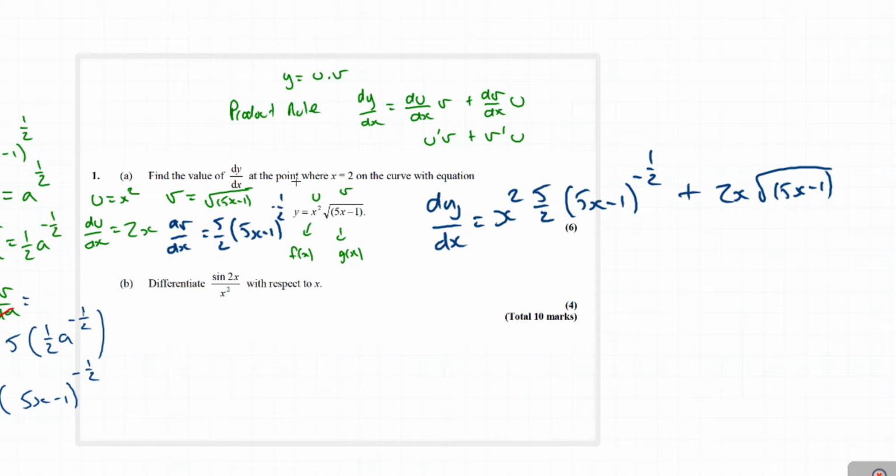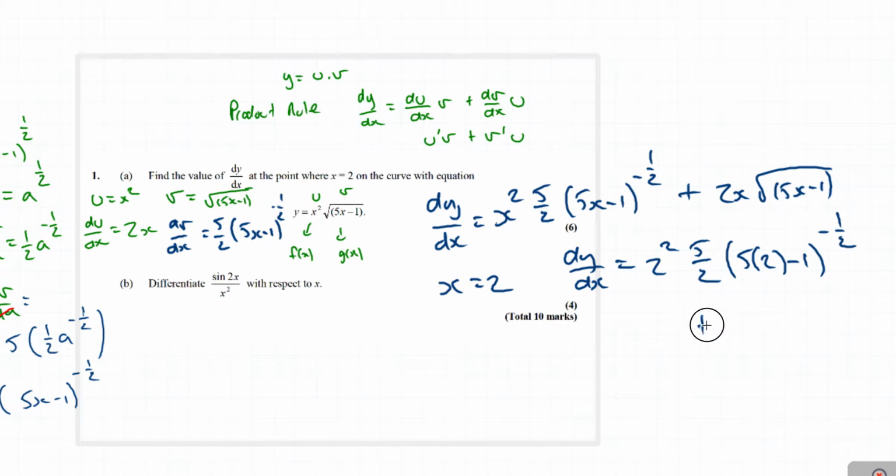From here, it's just asking you to find the value of dy/dx when you plug in the point x equals 2. So here you can, if you want to, simplify, but there's no need to, because you can just say, well, if x equals 2, dy/dx is equal to 2 squared times 5 over 2 times 5 times 2 minus 1 to the power of minus a half, plus 2 times 2 root 5 times 2 minus 1. And then you're just going to plug that into the calculator. Probably best to plug it in directly.